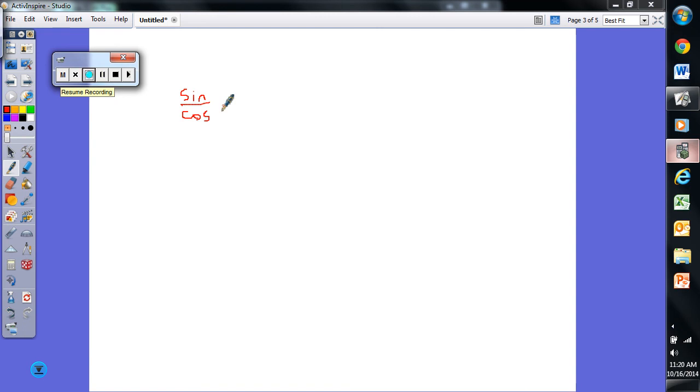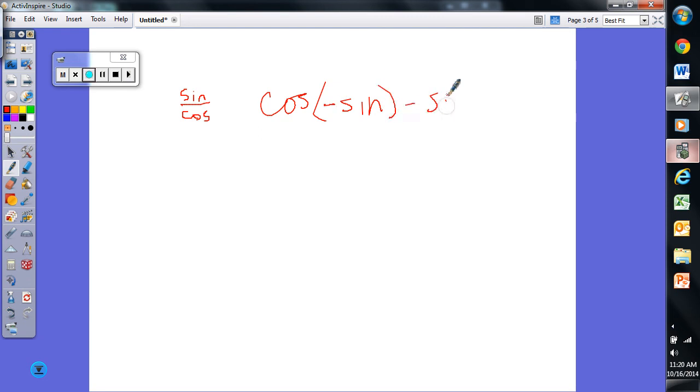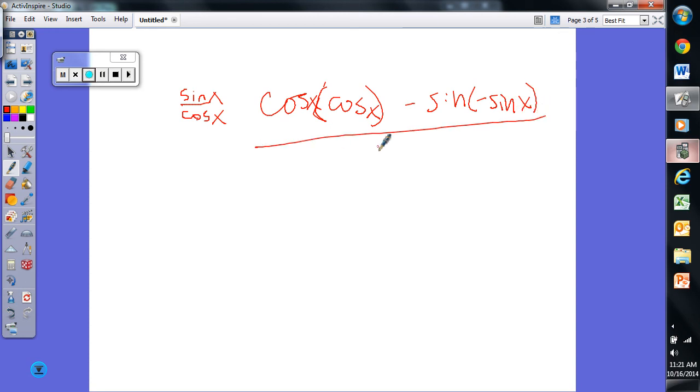I would do the quotient rule, which says bottom times derivative of the top minus top times derivative of the bottom. Hold on, I screwed that up. Bottom times derivative of the top. Derivative of sine is cosine. And this notation is horrible. I should have x's after all of these. I just don't have a whole lot of time right now. Okay, bottom times derivative of the top minus top times derivative of the bottom, all over bottom squared.